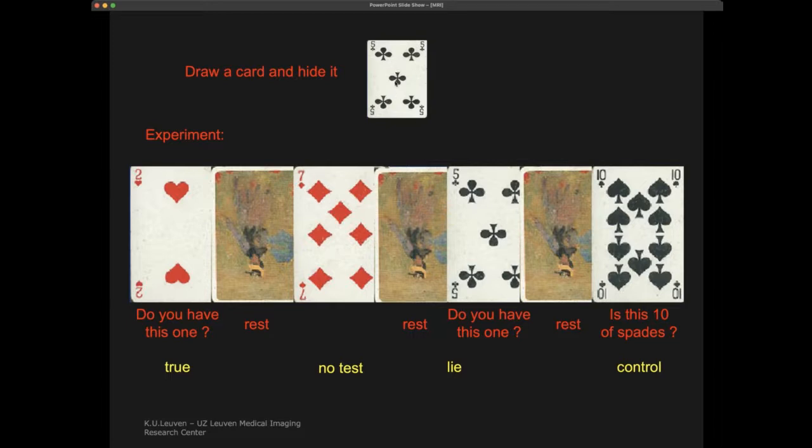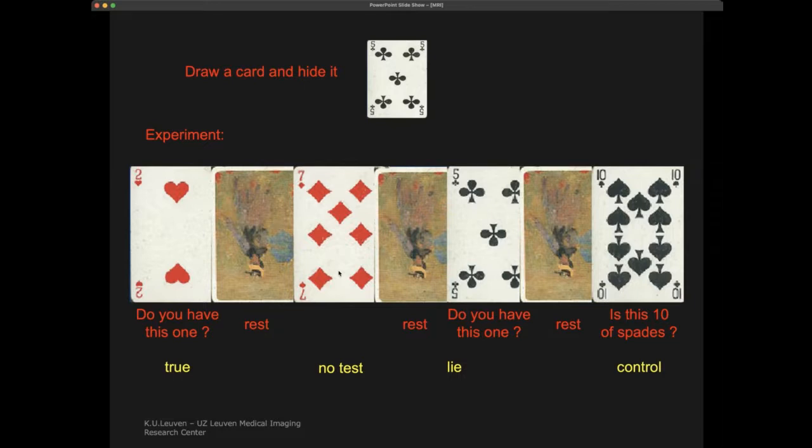You have to look at a certain card, say that this is the card that you have to remember. Then you ask some different questions, which are really questions, controls, and lies, with rest in between. So a control question is, for example, is this a known card? And then, do you have this one? Yes or no, where you have to lie that you had it. You can also do nothing, for example.